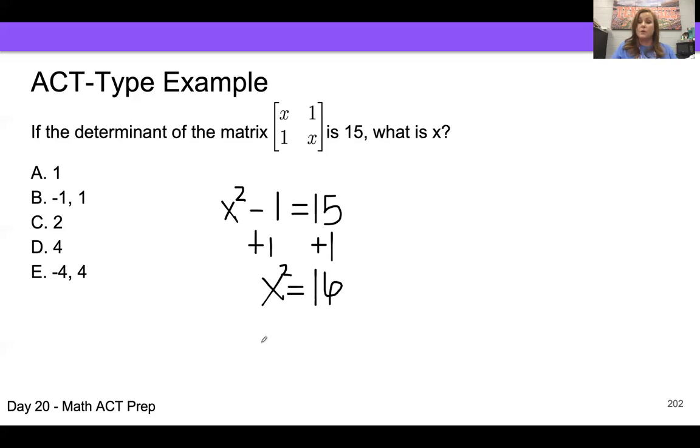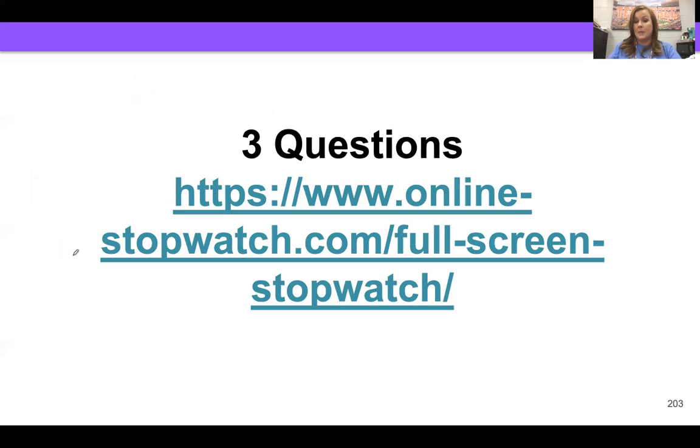So now when I take the square root of both sides, this is where you've got to remember, and again, scan your answers here, because it's not just 4. When we take the square root of 16, it can be plus or minus 4, okay? Because 4 times 4 is positive 16. So it can be either one.